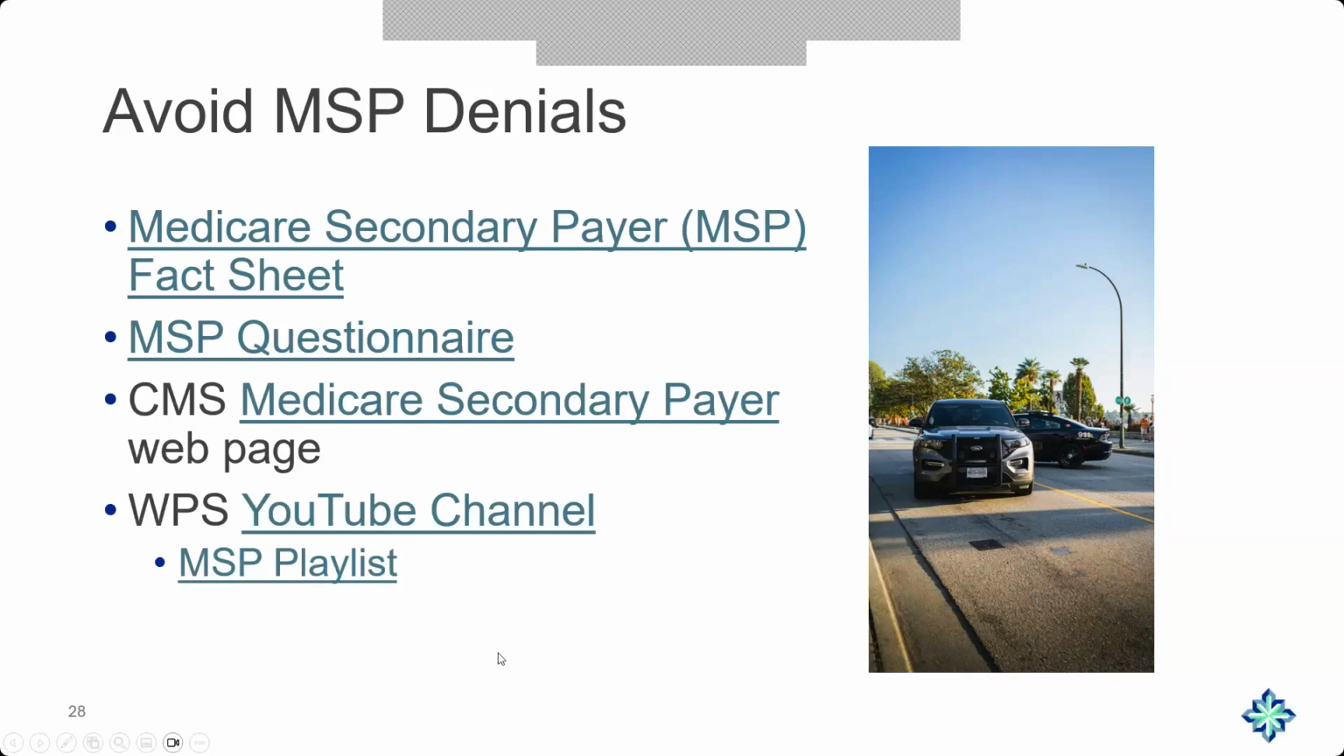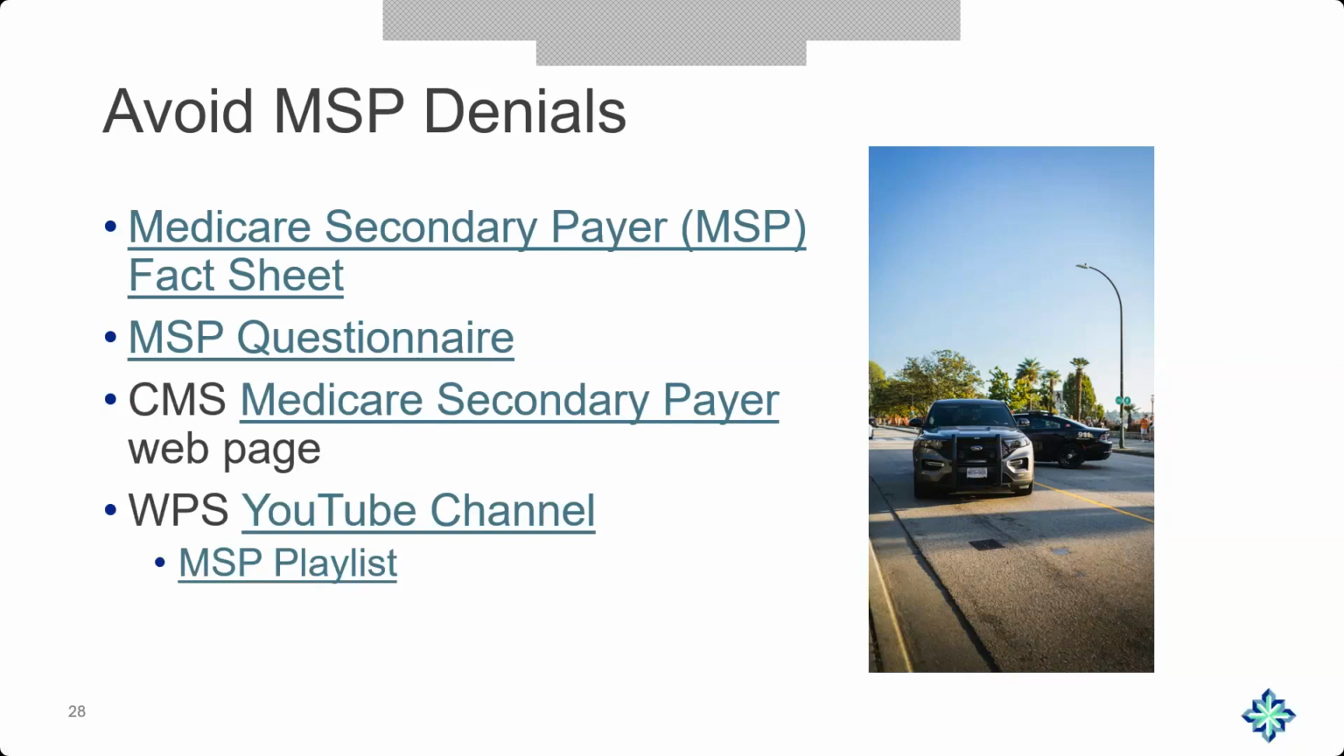Here's some resources to avoid those MSP denials, and you'll see the police cars over here. That's actually a photo of police cars at the scene of an accident. If a beneficiary is involved in a car accident, maybe there's another insurance that's primary to Medicare. There are a lot of great resources we make available.